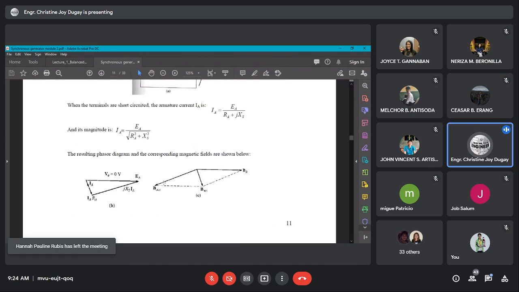Ayan. So anong ibig pong sabihin neto? Kung maglalagay po kayo ng angle dyan, magka-cancel siya kasi nasa parallelogram na siya eh. So kung kukunin nyo ang B-net, mas liliit na siya. Kaya magka-cancel po siya based on the phasor diagram.